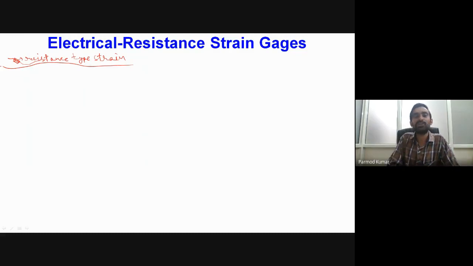So now let us try to see the relationship between the resistance and the value of the strain that we are obtaining. Okay. So we know from our fundamental physics that resistance R is equal to rho times L divided by A, where rho is the resistivity of the material, L refers to the length of the wire, and A is the area of cross section of the resistance wire. Okay, whatever has been used to fabricate the strain gauge.